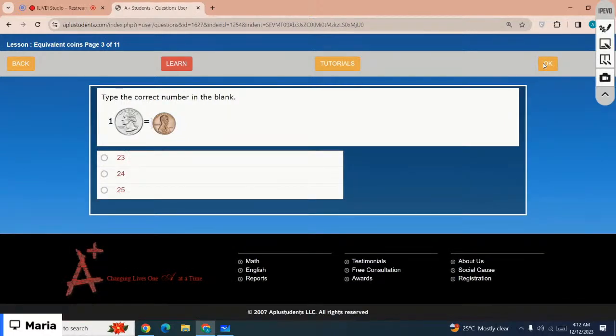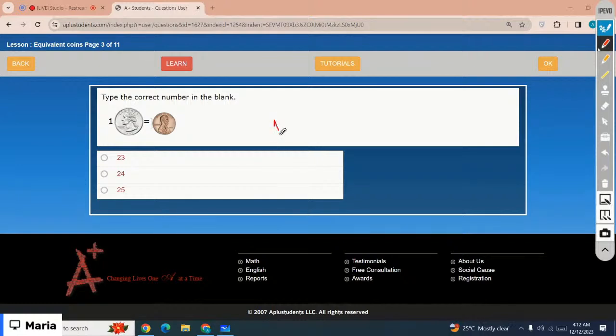Okay, the next one is 1 quarter equals how many pennies? Which is the correct option? You need to see 1 quarter equals how many pennies. The penny is worth 1 cent, right? 1 penny equals 1 cent. And the worth of the quarter coin is 25. So how many pennies make 25 cents?